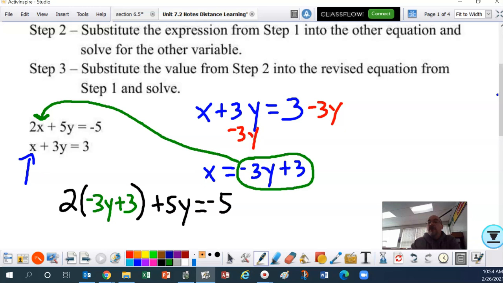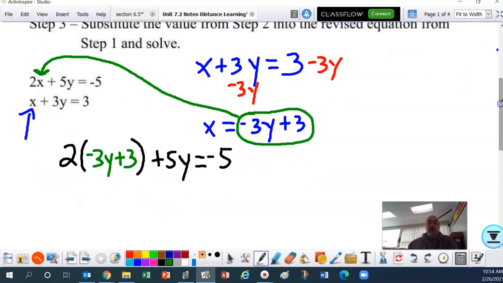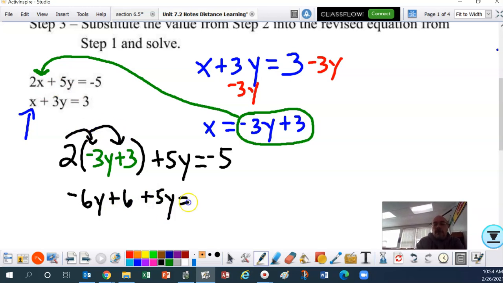Now it says solve for the other variable. That means we need to solve for y, folks, because that's all that's left. So we have to do a bit of algebra here. We have to do the distributive property. When we do the distributive property, we now have 6y plus 6, multiply to both of those terms, plus 5y equals negative 5.